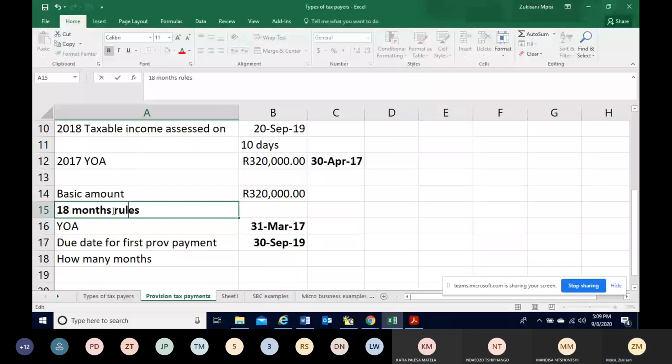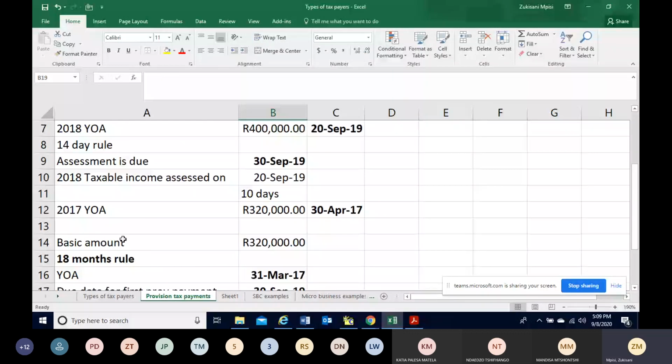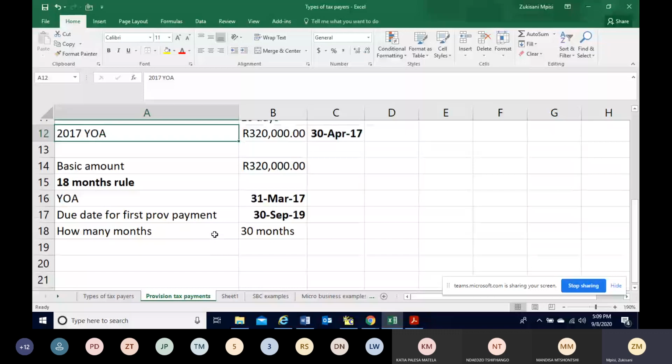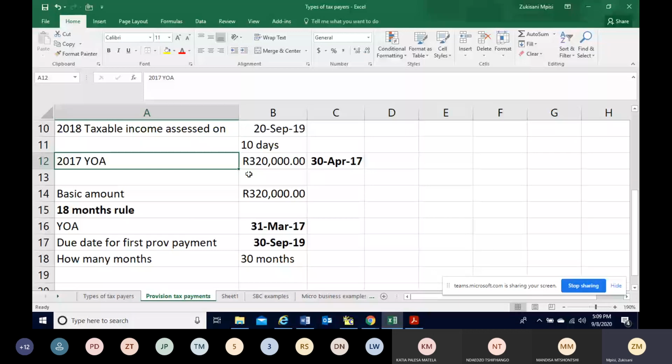30 months. So we've got 30 months here. Now I want you to reflect back. Sorry, 14 days rule. I want you to reflect back. Now, the Income Tax Act says because you have gone back so much, up until you were able to select a basic amount in the 2017 year of assessment of 320,000, you must now adjust that amount per annum. So you need to adjust the amount for the 2018 year, the 2019 year, and the 2020 year that you are on.